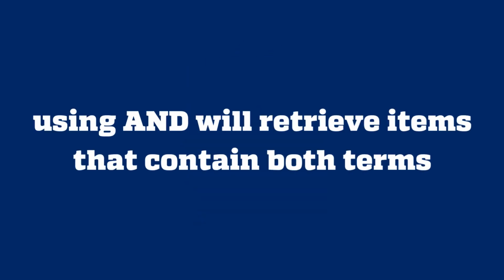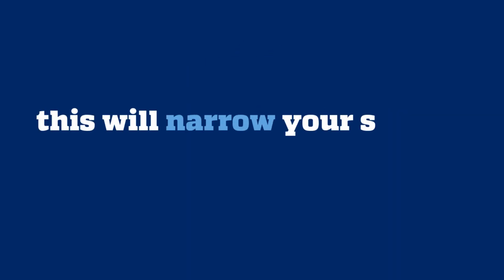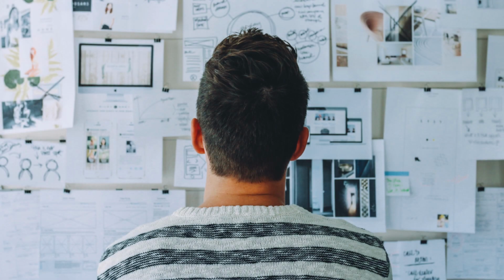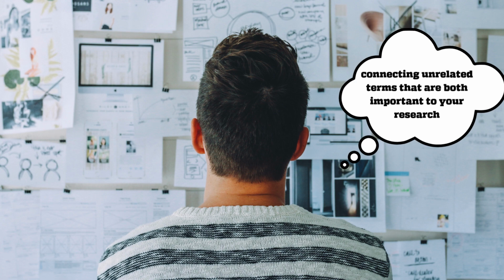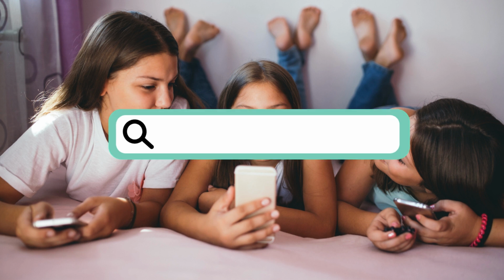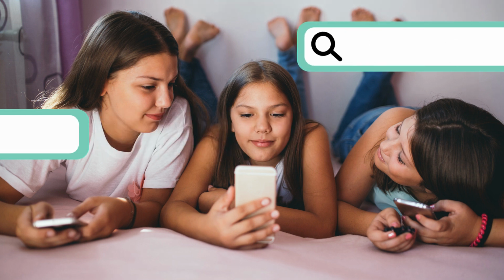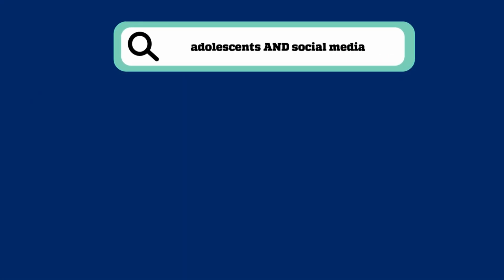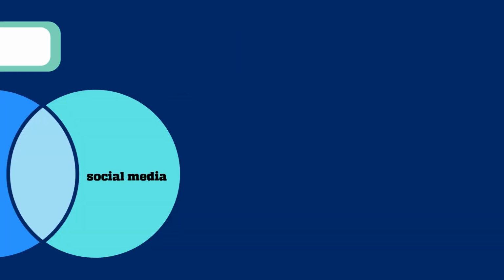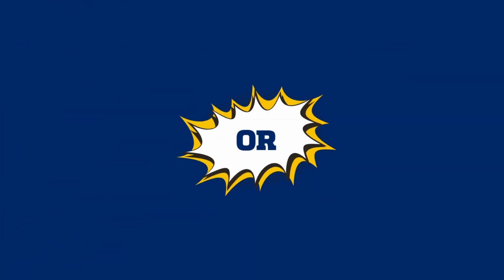Using and will retrieve items that contain both terms. This will narrow your search, generating fewer results, and is particularly good for connecting unrelated terms that are both important to your research. For example, if you're doing research on how adolescents use social media, you might search for adolescents and social media.